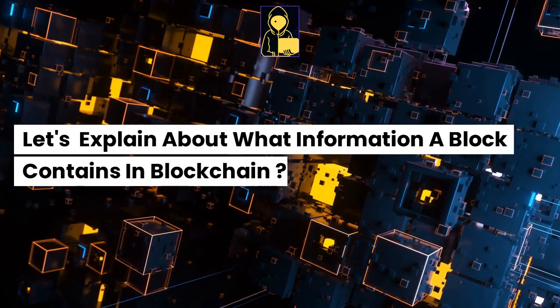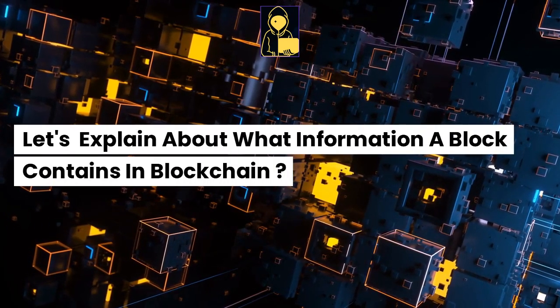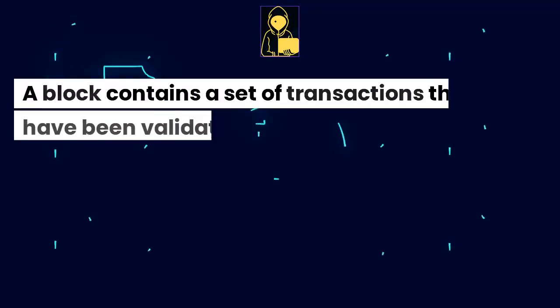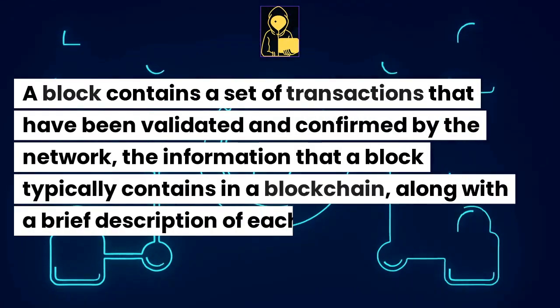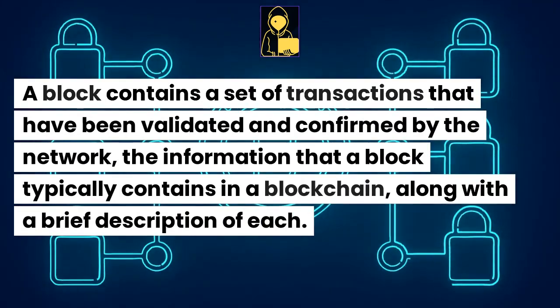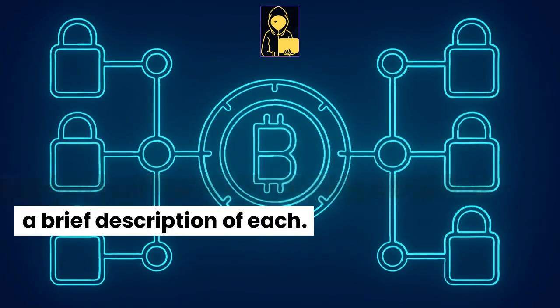Let's explain what information a block contains in blockchain. In a blockchain, information is stored in blocks. A block contains a set of transactions that have been validated and confirmed by the network. The information that a block typically contains in a blockchain, along with a brief description of each.